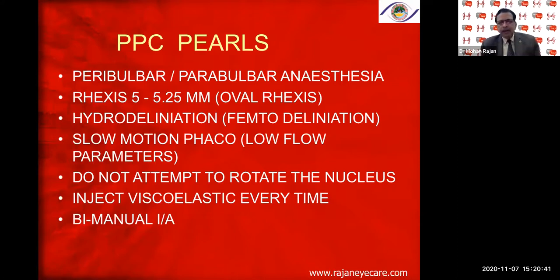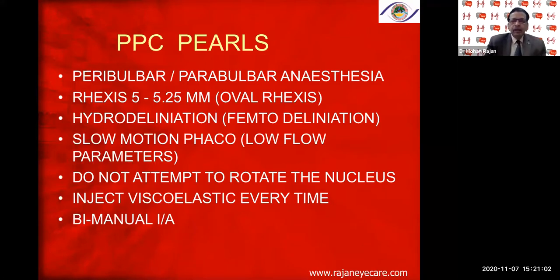For the posterior polar cataract, the pearls: peribulbar or parabulbar anesthesia, and a rhexis of 5 or 5.25 because you want an oval rhexis, which has been recommended by Kiranjit Singh. Hydrodelineation, femto delineation, slow motion phaco, low flow parameters. Do not attempt to rotate the nucleus. Inject viscoelastic every time you come out of the eye.